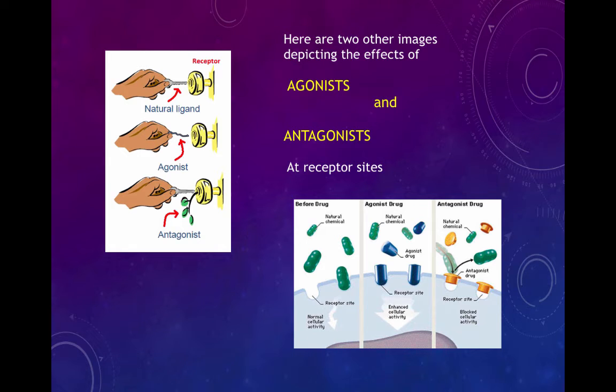If you look at the third one where it says antagonist drug, you have a natural chemical, which is the green part, the receptor site, and the antagonist drug is actually blocking the receptor site. So it's blocking the normal natural chemical process going on. So that's basically how you can understand agonists and antagonists. You'll revisit agonists and antagonists throughout the semester.